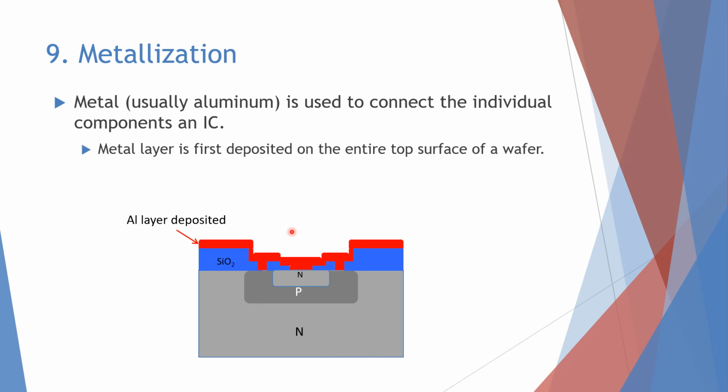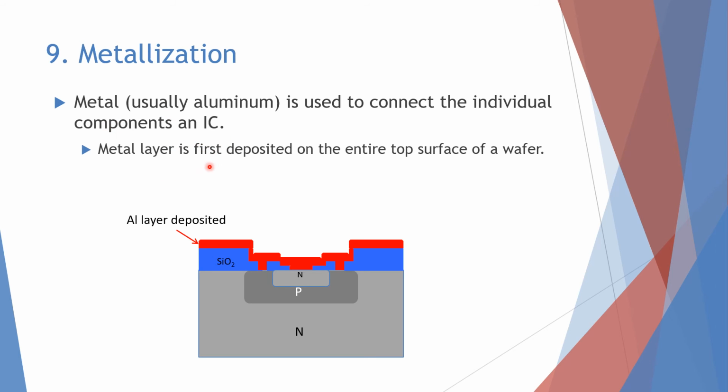Then because we want to connect the N, P and N together, so that it can be a circuit on the transistor, the next step will be the metallization. So if you can see here, the part will be covered with the aluminium layer deposited. This one is used to connect the individual components on the IC.